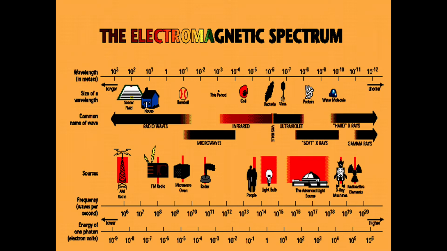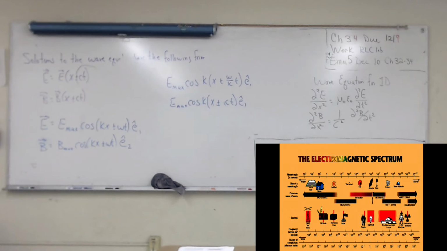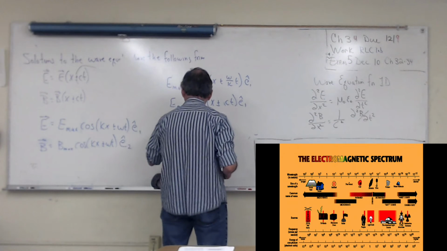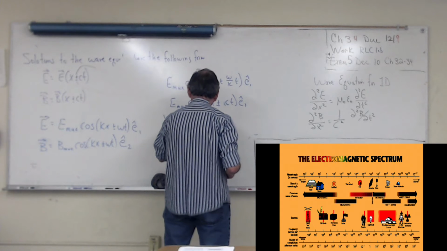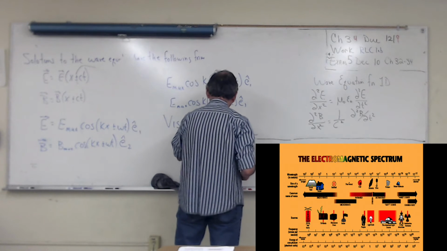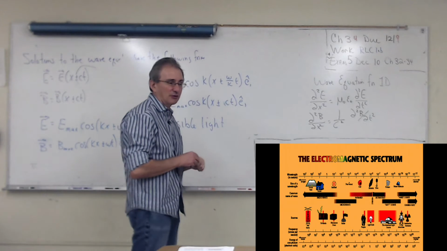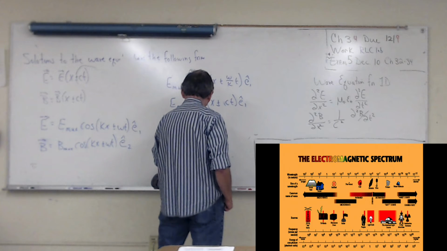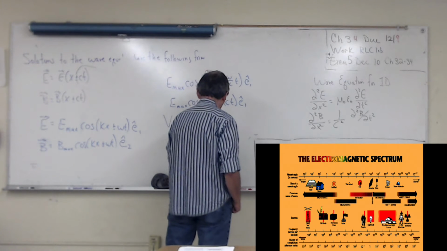Any questions about the spectrum? No. So let me say something about visible light. Visible light, something as a student you should remember for the rest of your life, is in the range of 400 nanometers to 700 nanometers.